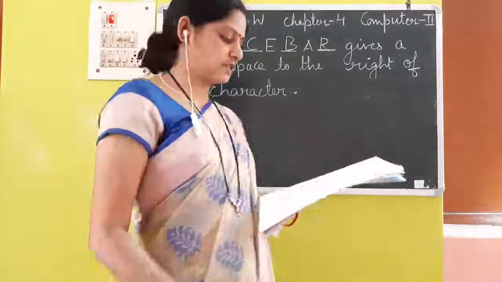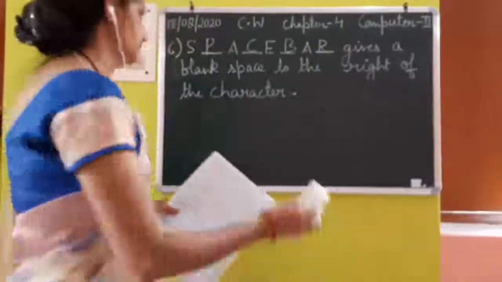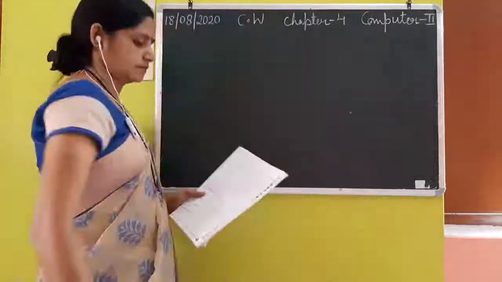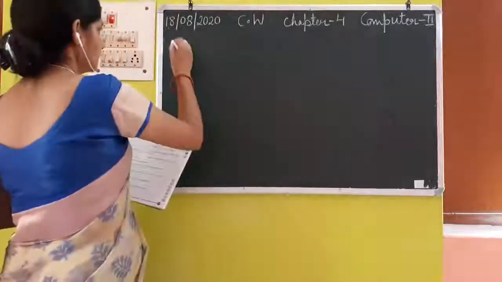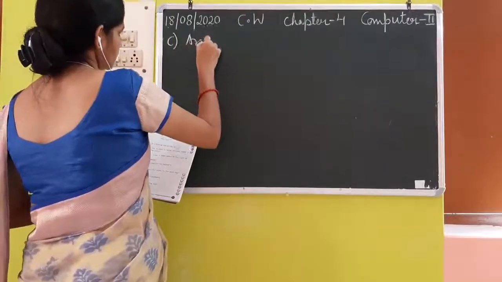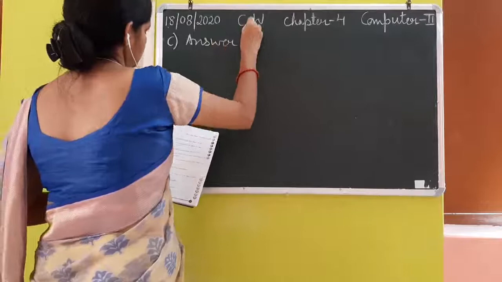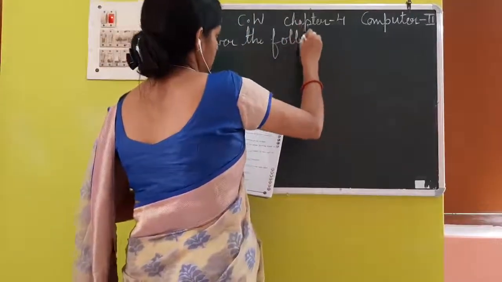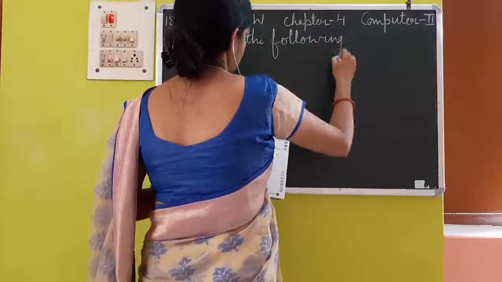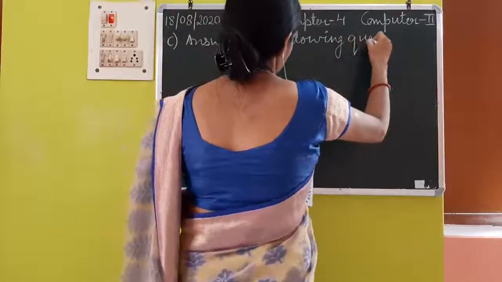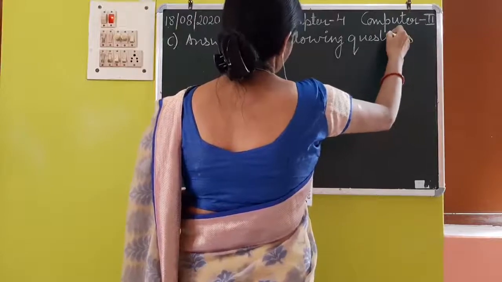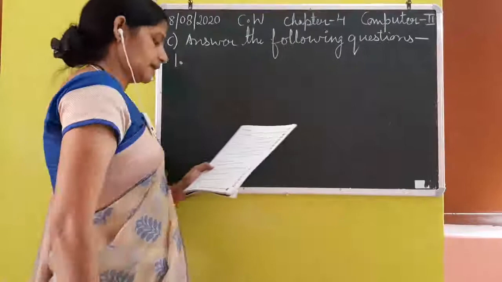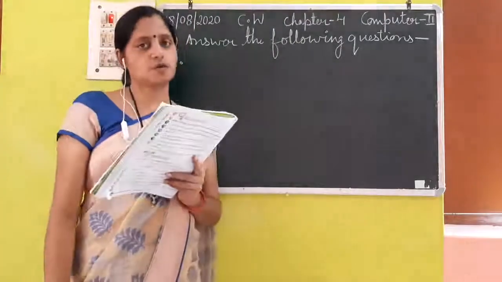Now coming to the question answer. Question number C. Answer the following questions. First one is name any two types of keys on the keyboard.